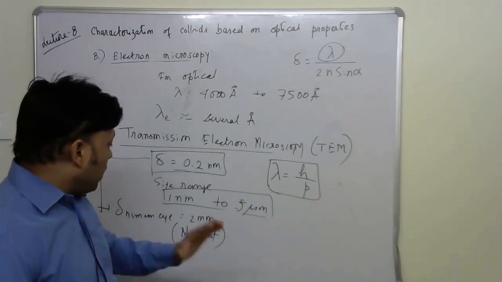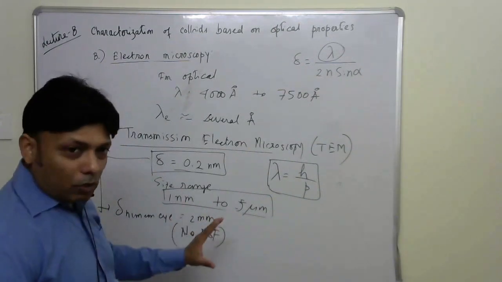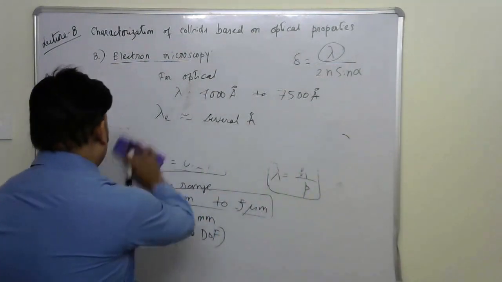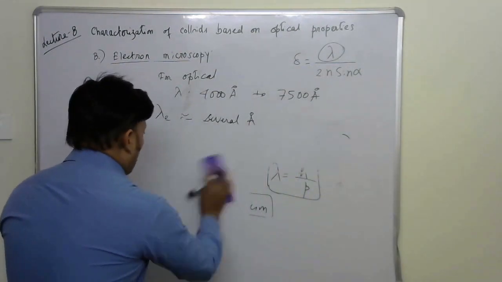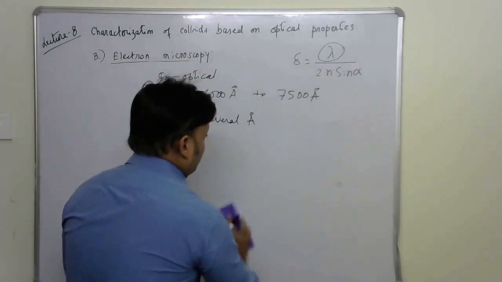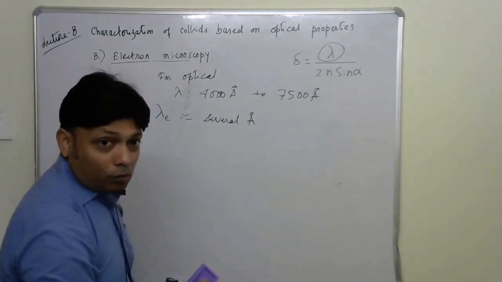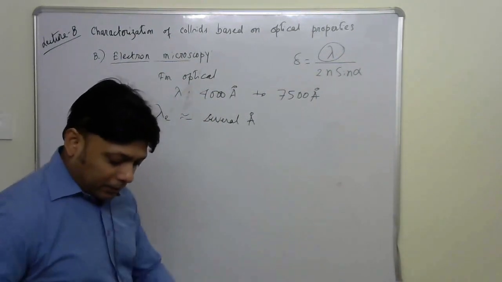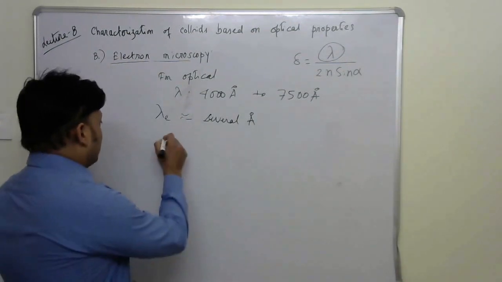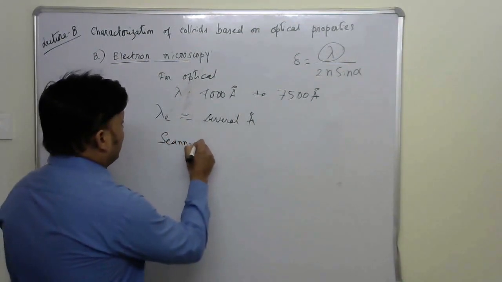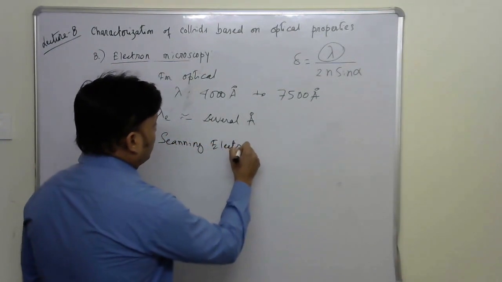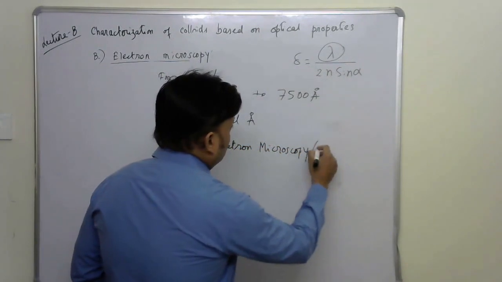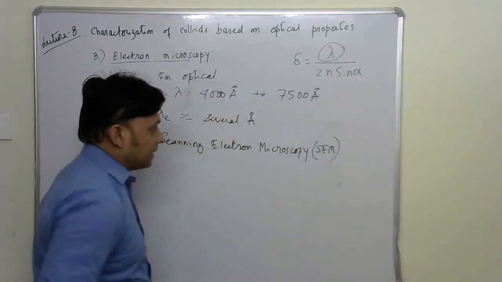But if you want to visualize particles with better DOF, then there is another technique which was developed much later. This transmission electron microscopy was developed in the 1930s. Remember, even before the Second World War. And then much later, another technique known as scanning electron microscopy, or in abbreviation, SEM.